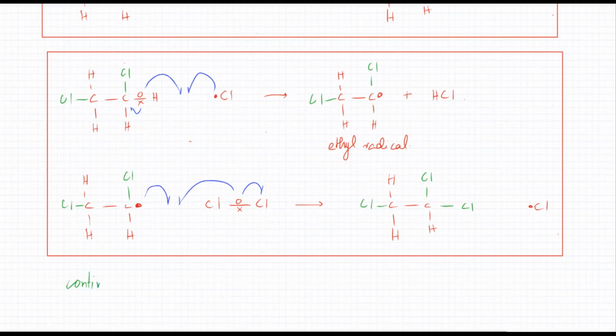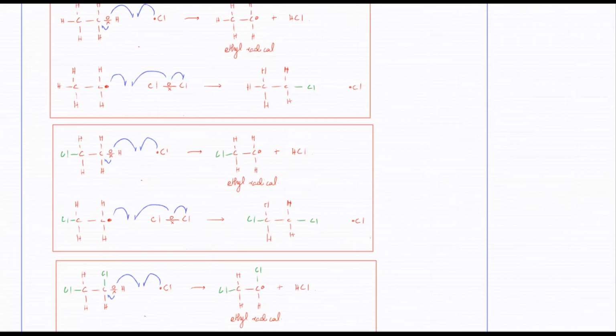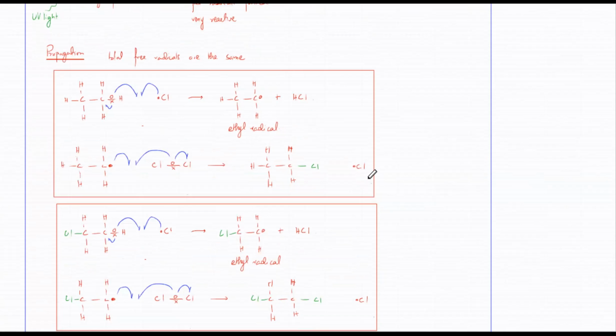So it just continues randomly until eventually you either run out of Cl atoms or Cl radicals, or at the end of the day, all of the hydrogen atoms are gone. Okay, all of them would eventually be gone. So that's basically your propagation step that's happening over and over again. But it's the same step repeating over and over again. So hopefully this is all clear.